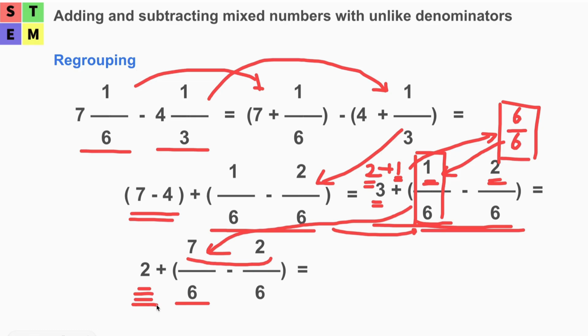Okay, so in the end, we have what? 2 and 5 over 6. Makes sense, right? So we got 2 here. We got 7 minus 2 equals 5, and 5 over 6. So 2 plus 5 over 6 is 2 and 5 over 6. Okay.